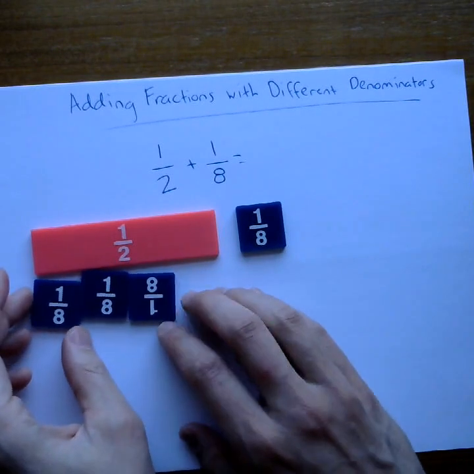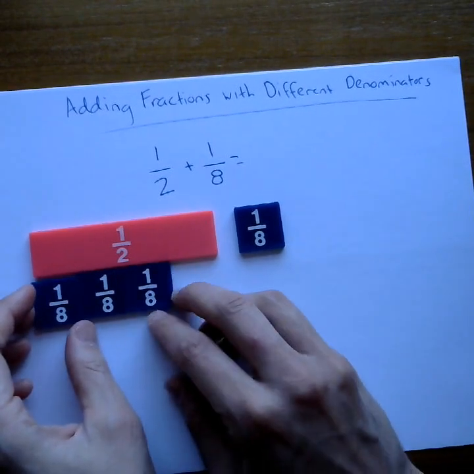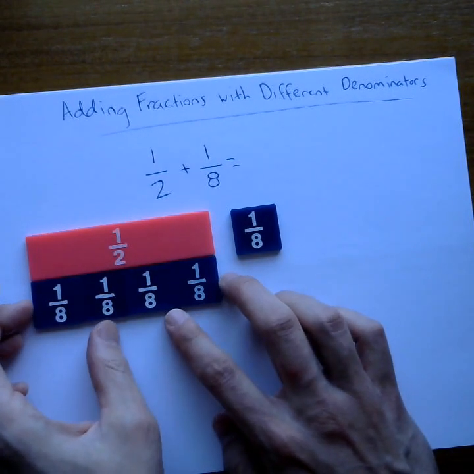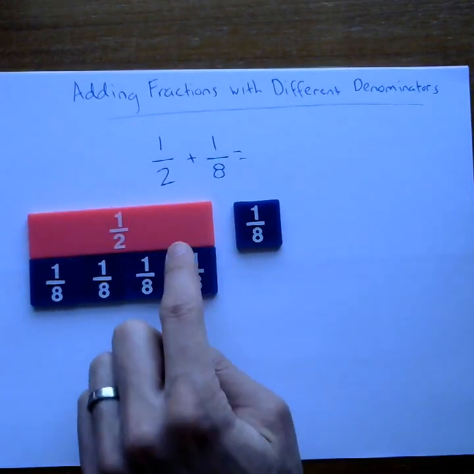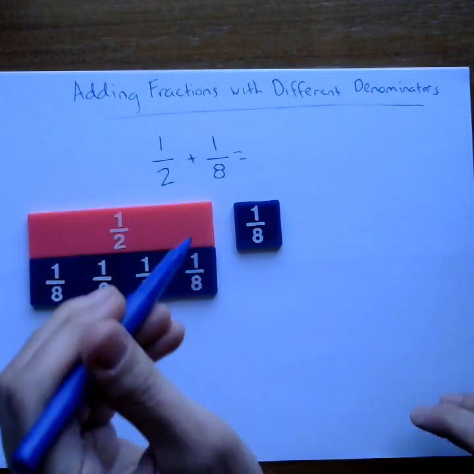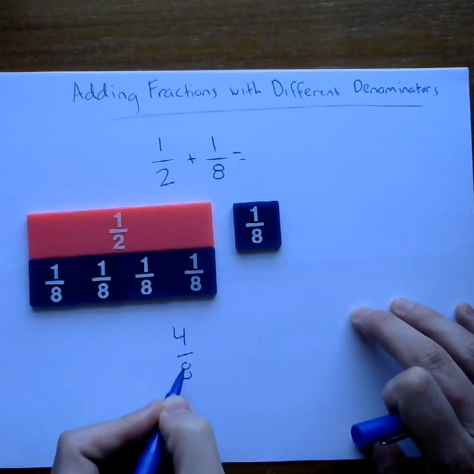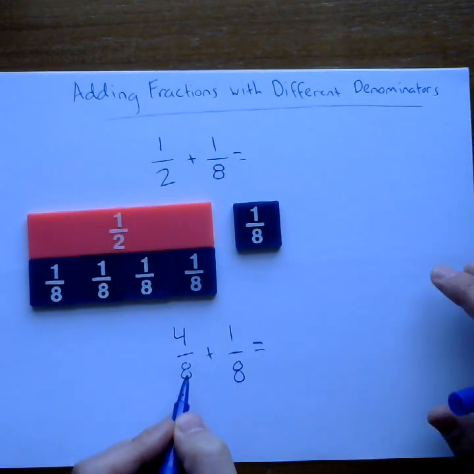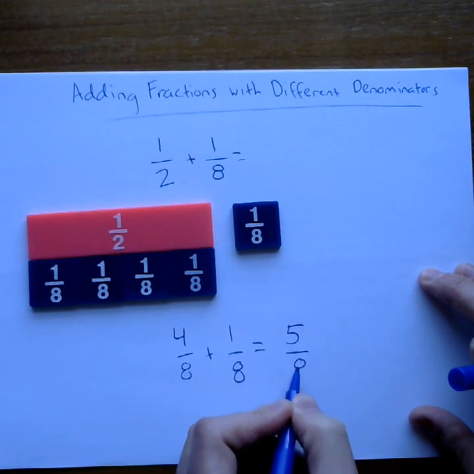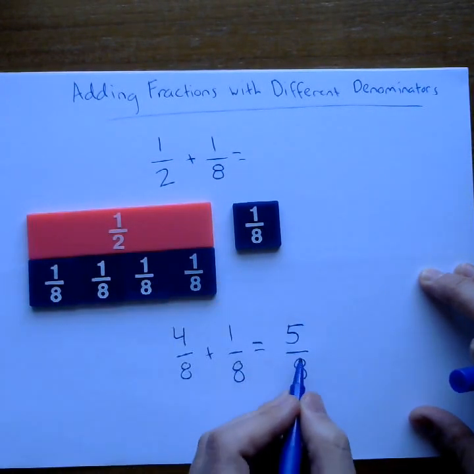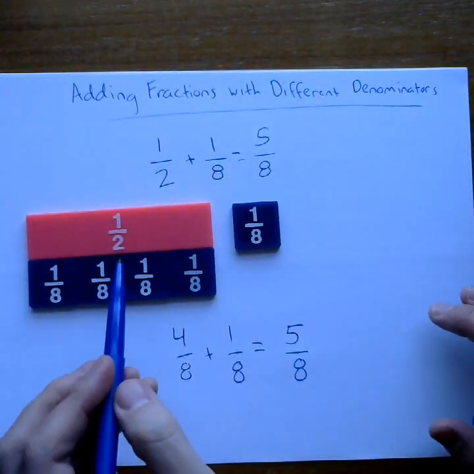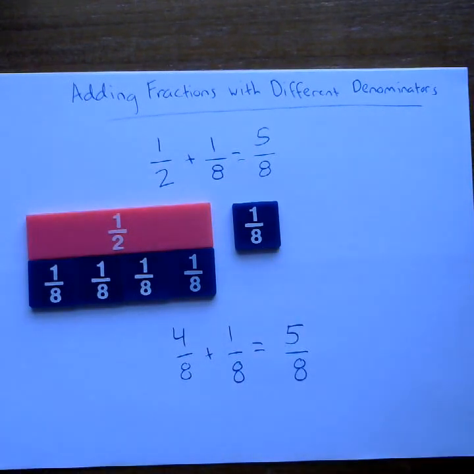Adding some eighths tiles here. 3/8 is not enough. 4/8. Oh, look at this. 4/8 fits perfectly into 1/2. So 1/2 can be rewritten as 4/8. And then we just add the other 1/8. And so 4/8 plus 1/8 is 5/8. 1, 2, 3, 4, 5 eighths. So 1/2 plus 1/8 is 5/8. But we had to get the same denominator, the same size piece, before we could add them together.